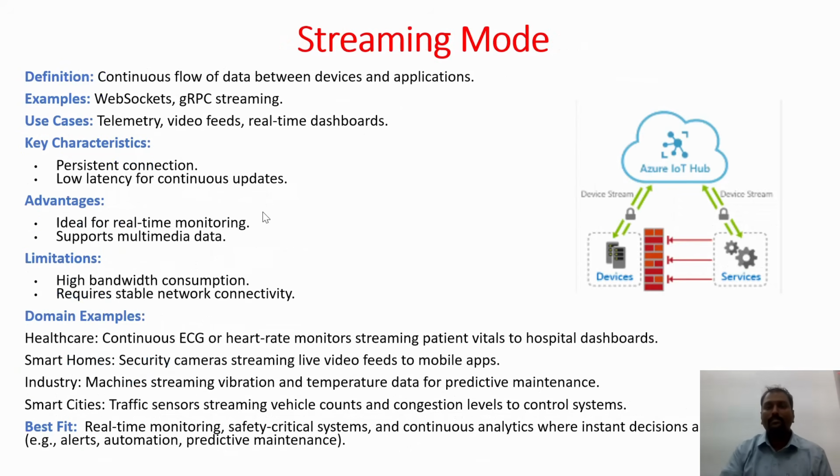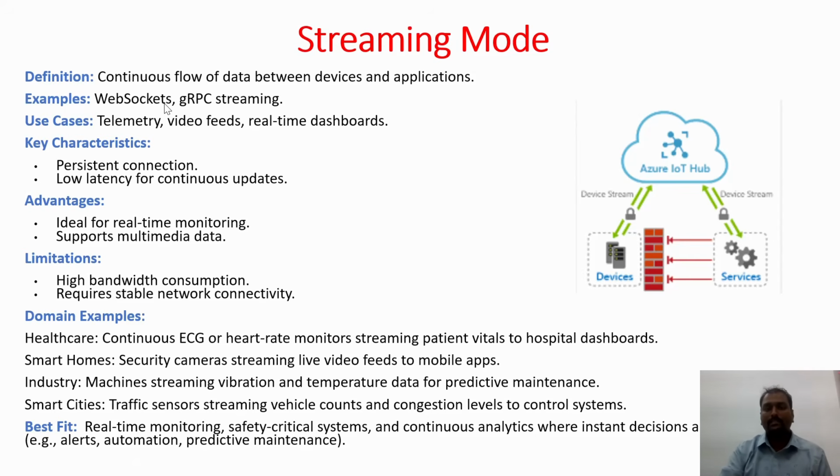The third mode is streaming mode. Here the data is continuously sent between the device and application. So there will be some device sending data to a cloud server or some remote server, and that data is fetched live by some device applications or services. So continuous transmission of data is happening in streaming mode. Usually it is used with WebSockets, gRPC streaming, etc. The use cases include telemetry, video feeds, real-time dashboards, etc.